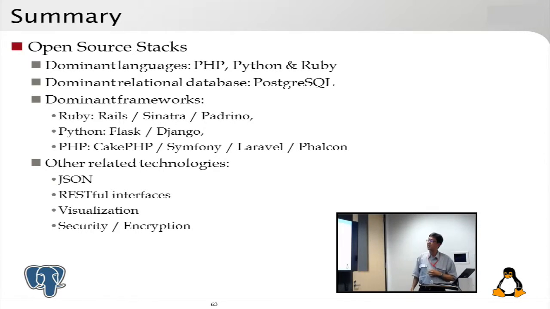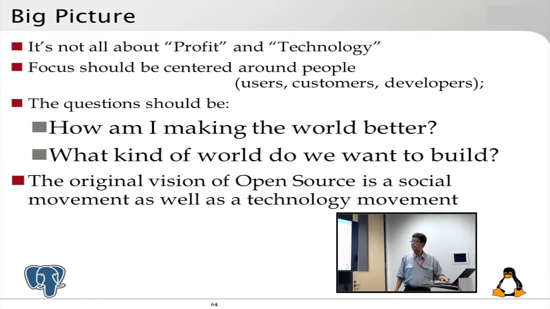Okay, so we had a look at Rails and Sinatra, Flask and Django, and I noticed that JSON, RESTful interfaces, and perhaps some visualization are important to have around a database. To conclude, I'd like to say that not everything is about profit and technology. We also have to think about tools that are centered around people, around developers, because we want things to be easy to use. The easier it is, the quicker we can pick them up and show them to others. And also asking questions like, how am I making the world better? And what kind of world do we want to build? And finally, also remember open source is a social movement as well as a technology movement.